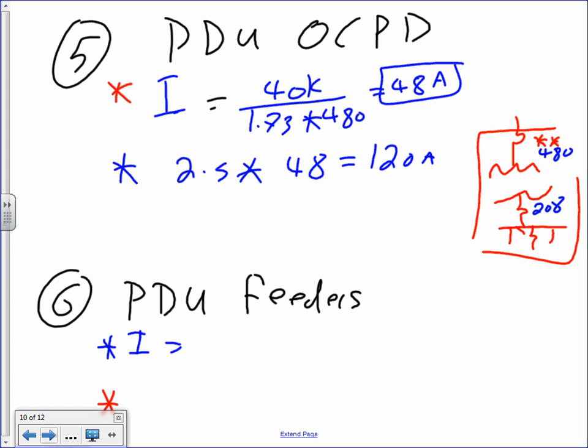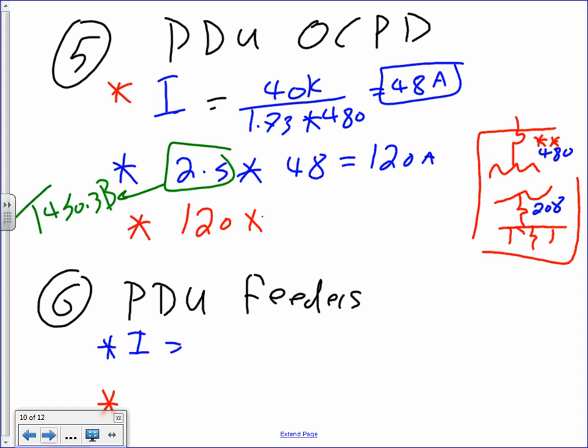And this number is coming from 450.3(B), the table. Okay, and then if it's not a standard, you take the 120 and go to 240.6 in the NEC, and you go down if it's not a standard, so your standard amp is going to be like this.